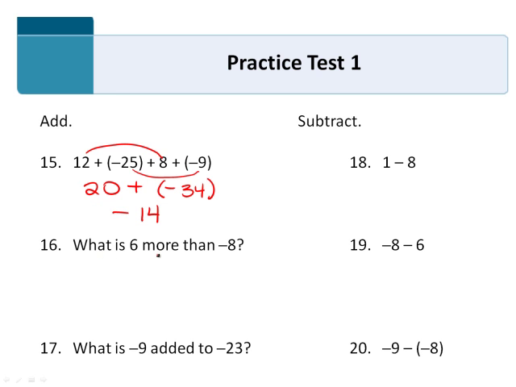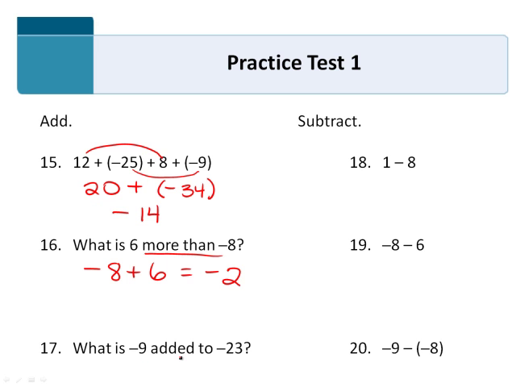It says, what is 6 more than negative 8? So more than is telling us to do addition. Since we want it to be more than negative 8, we start with negative 8 and we add 6 to it. So negative 8 plus 6, you have to subtract there. That would give you negative 2, keeping the sign of the larger number.